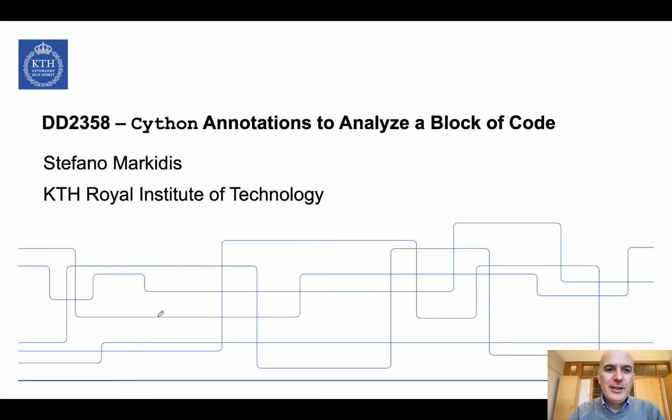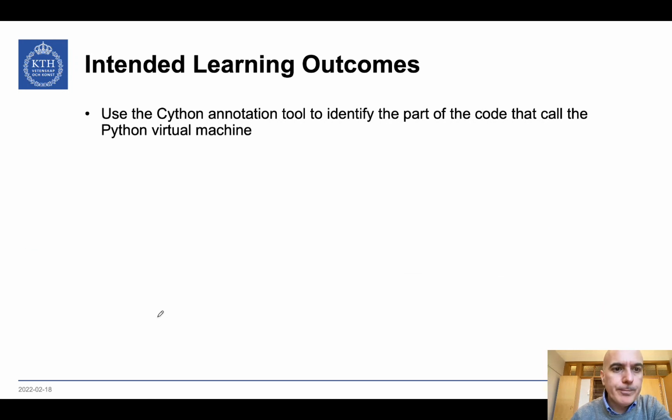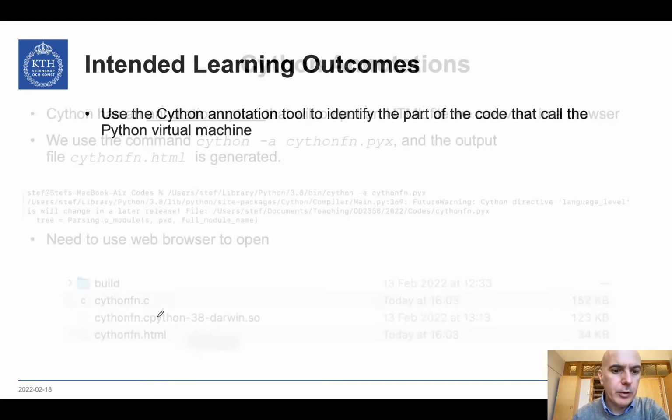Hi, welcome back. In this lecture, I will present how to use Cython annotation to analyze blocks of code generated by Cython. So this will be a short lecture. By the end of this lecture, we will be able to use a Cython annotation tool to identify the parts of the code that call the Python virtual machine most often. So we will focus on those parts later on.